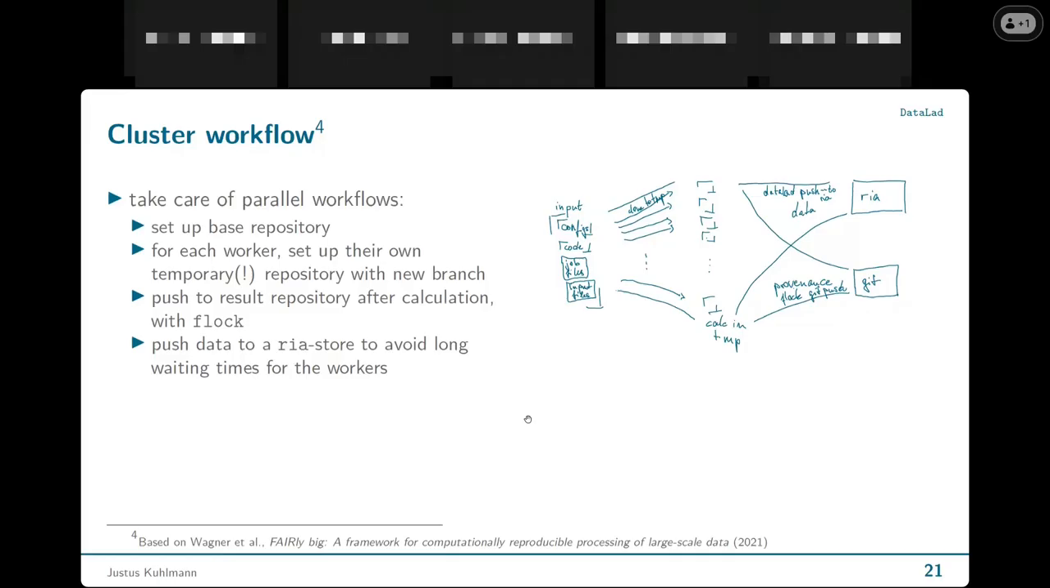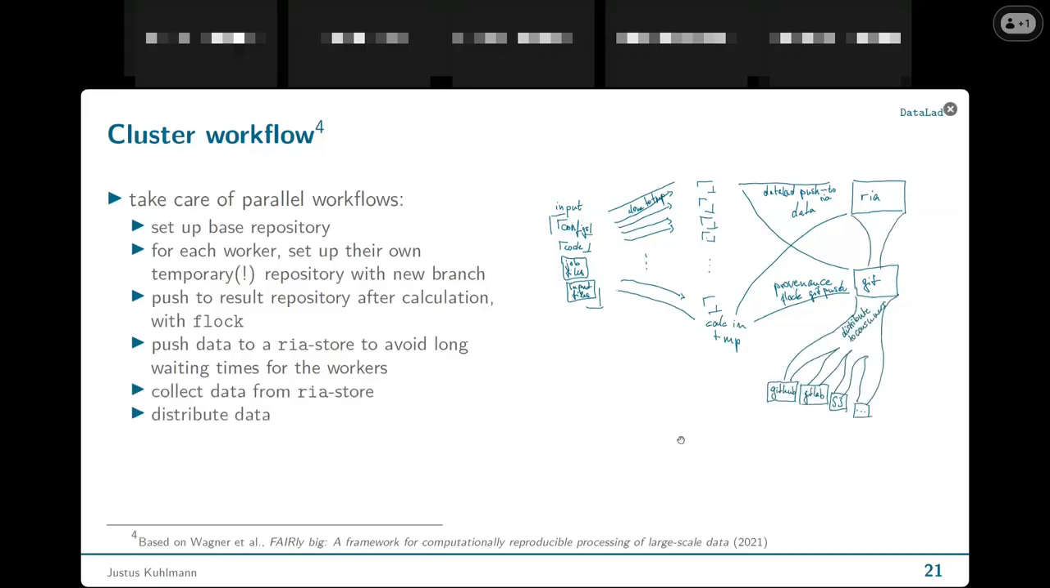Okay. And then, as I said, fifth and sixth point, we can actually collect the data from our RIA store, and then from our Git repository, we can distribute the data to our consumers, basically. And consumers in this case can mean that it's different people from maybe our collaboration who specialize now in the analysis, or if we do the analysis ourselves, it can also be ourselves.